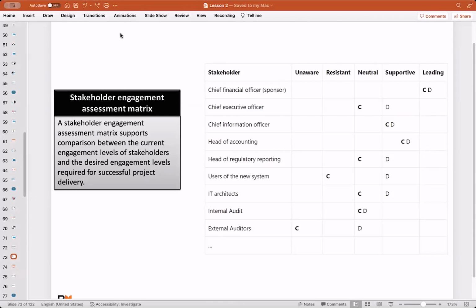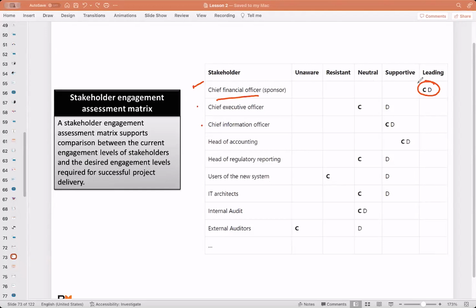Next thing is, on this table, there is a different set of stakeholders which I have intentionally put. Please have a look. There is CFO, CEO, CIO, all these people. Let's have a look at them. The Chief Financial Officer is currently supportive and desire is also supportive. I'm happy with this level of involvement in my project. Is that clear, guys? Everyone?